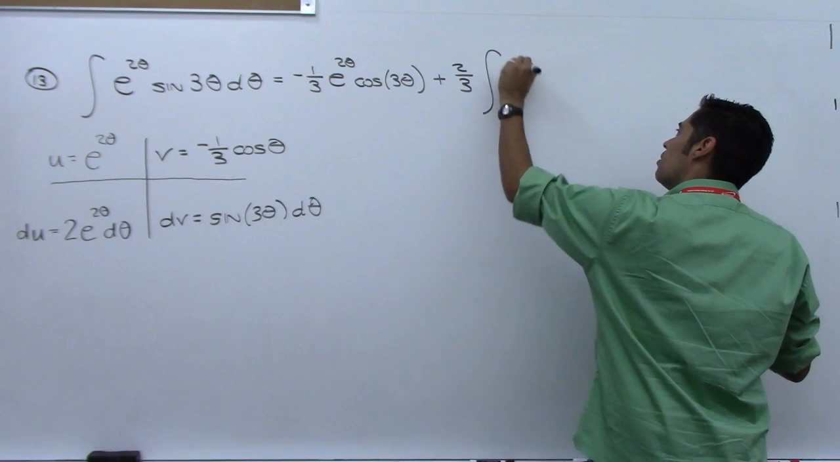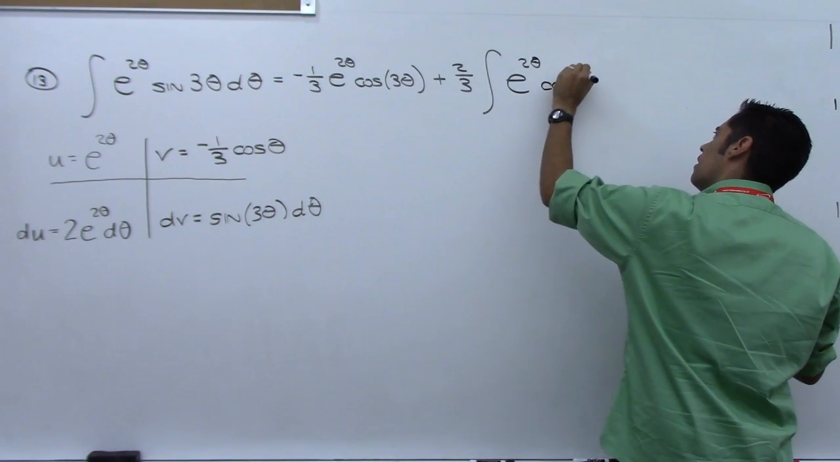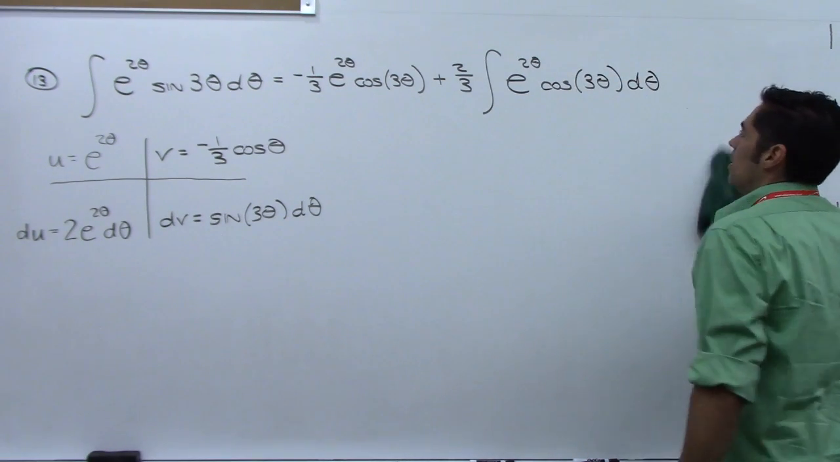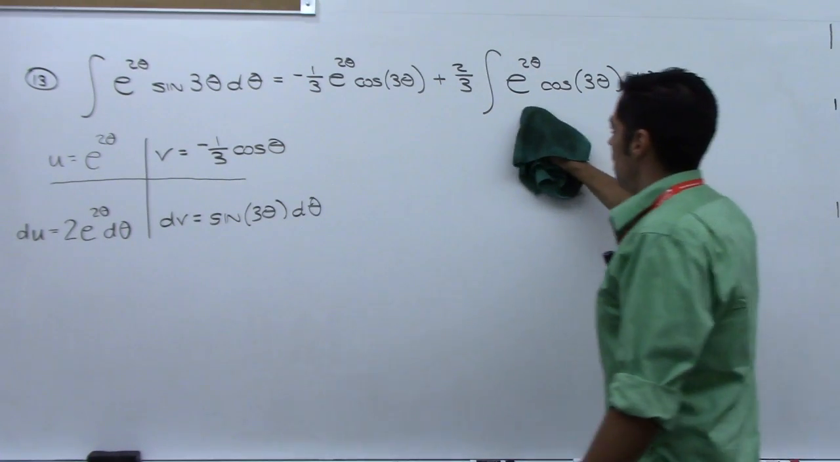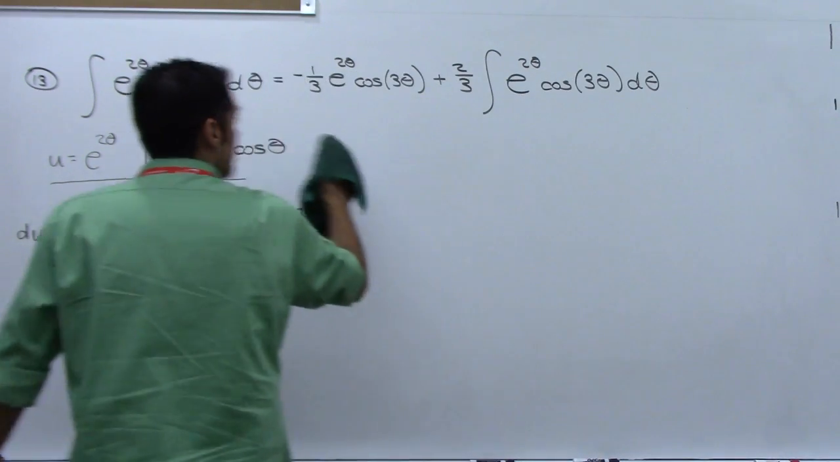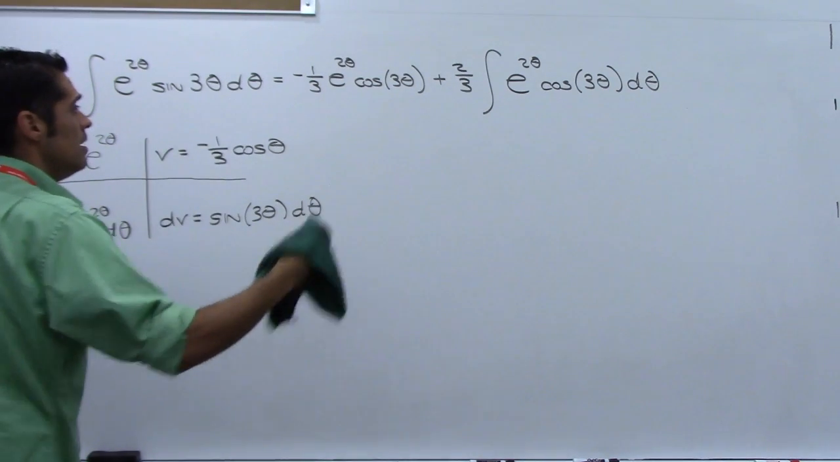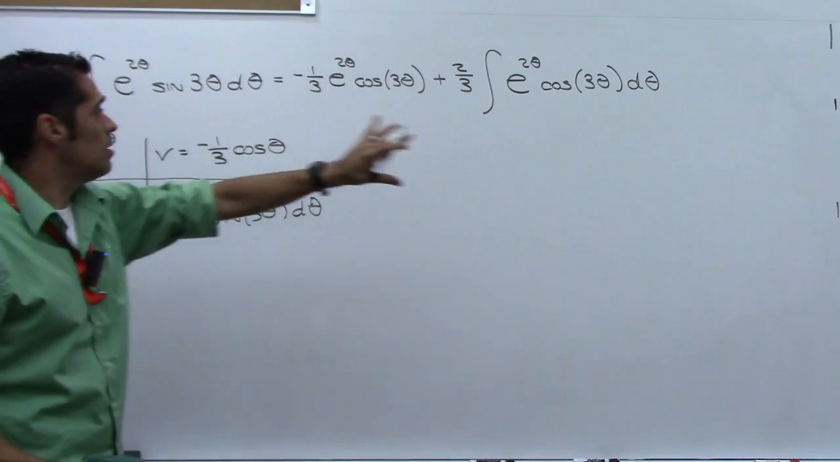So e to the 2 theta cosine 3 theta d theta. Now this integral is still something I can't do. Nothing's really gotten better. I have a cosine here instead of a sine. So what I'm going to try and do is integration by parts again, so that the next time I do it, I'm actually going to get this integral to appear on this side.